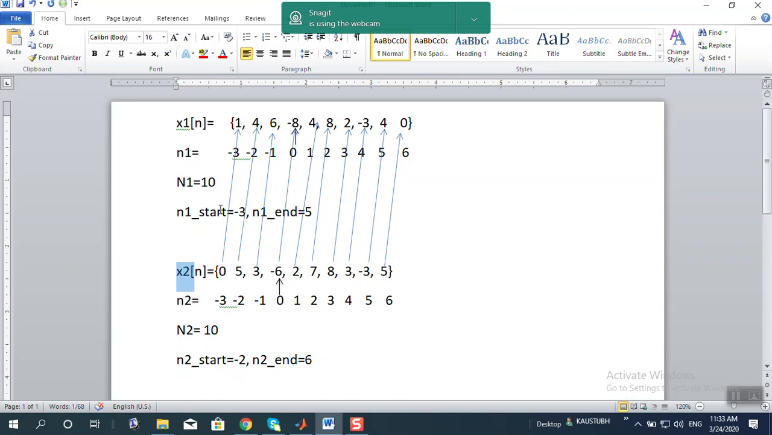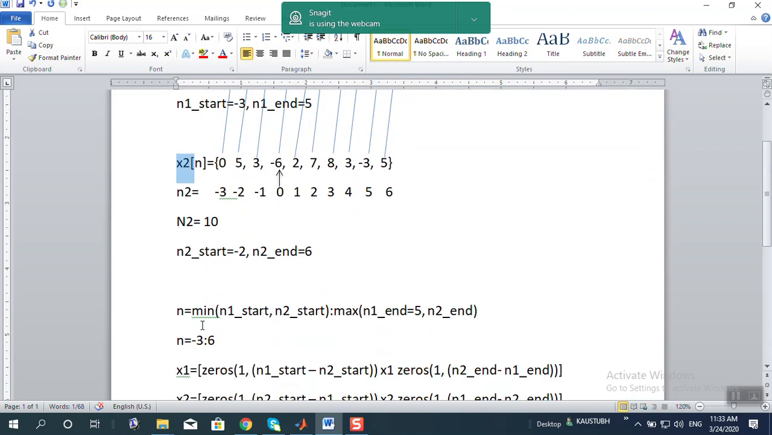Similarly, if you multiply 1 into 0, 4 into 5 like that, or if you subtract, suppose x1 minus x2, so 1 minus 0, 4 minus 5, 6 minus 3, 8 minus 6, like that. And the time scale, as I have said, corresponding values, so minus 8 at 0, minus 6 at 0.